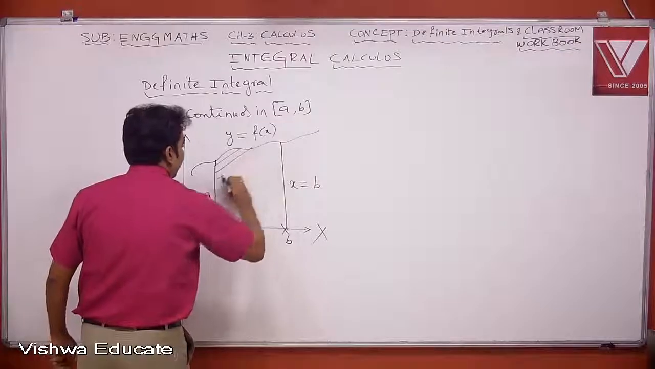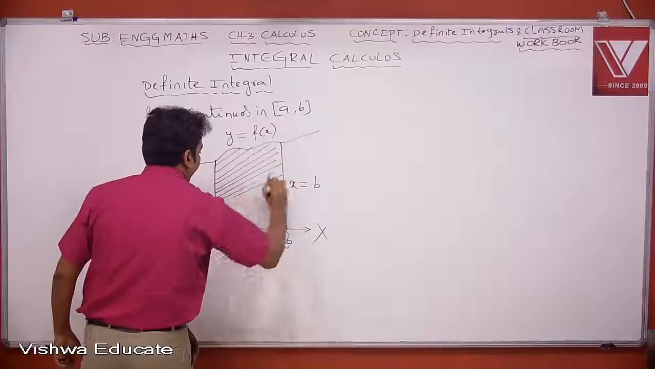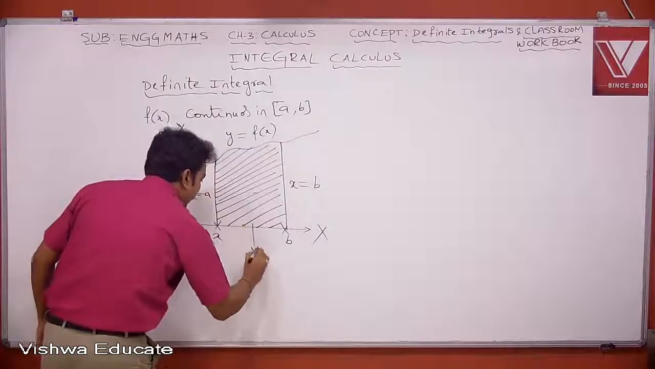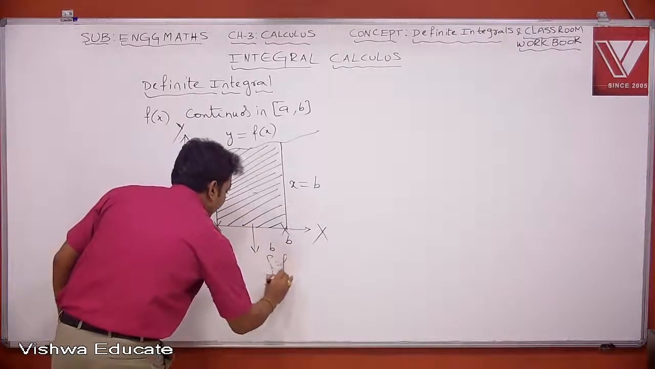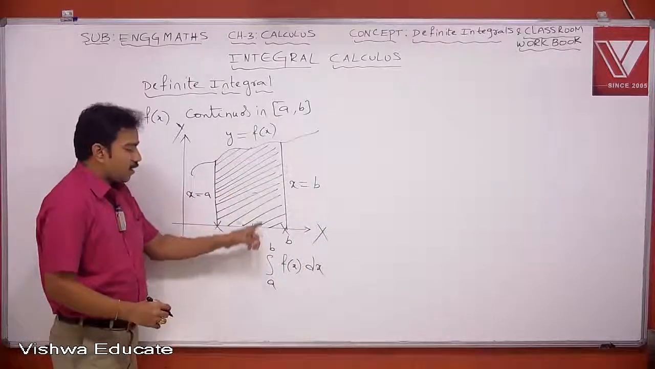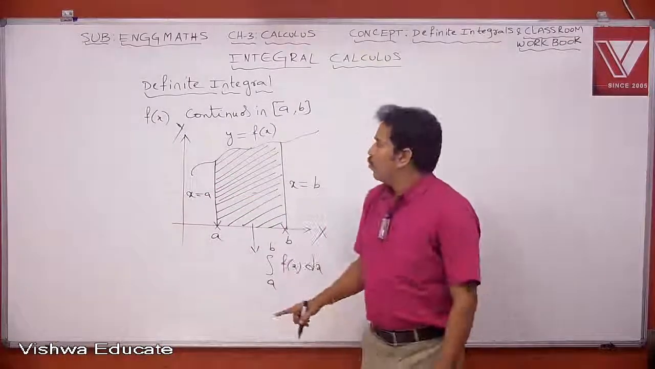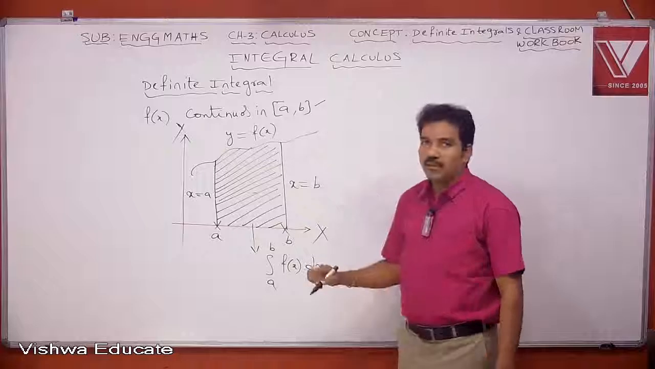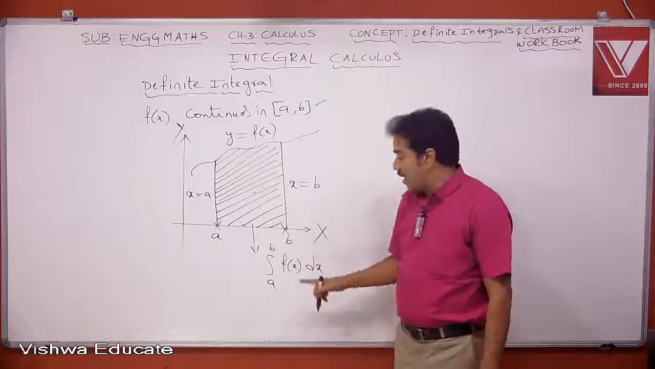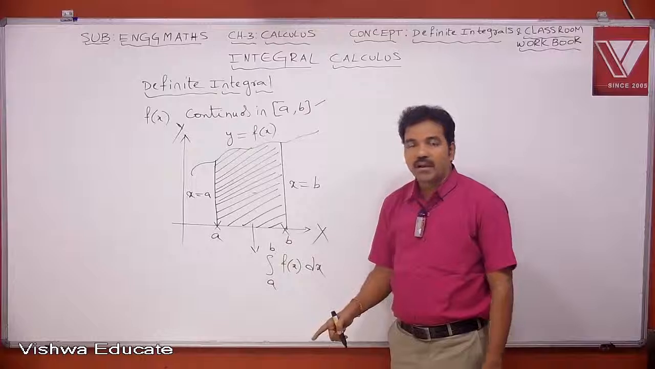And this shaded region is a finite value, that is it gives a finite area, and this finite area we denote it symbolically as integral a to b f of x dx. This is the geometrical representation of a definite integral. I have a function f of x which is continuous in closed interval a comma b. So in that case integral a to b f of x dx is nothing but area bounded by the curve f of x between the lines x equal to a and x equal to b.